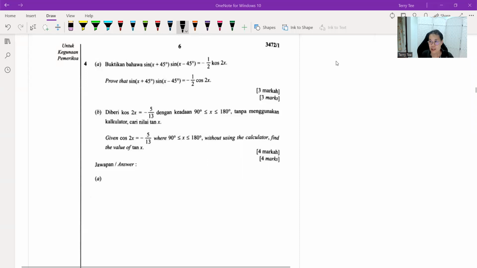Okay, question number 4. This is from the chapter trigonometric function, from chapter 6. So first part. Now this looks like a past year question that we've done before. All right.